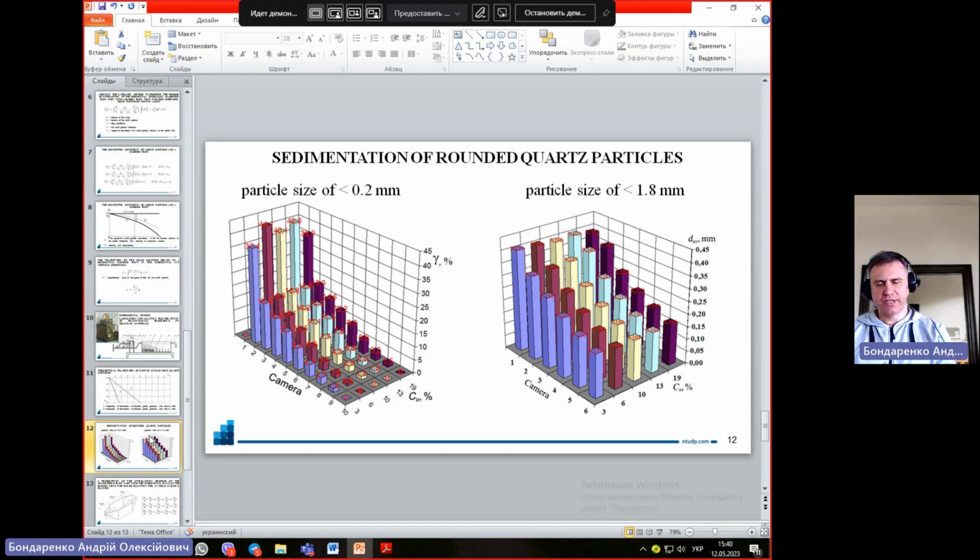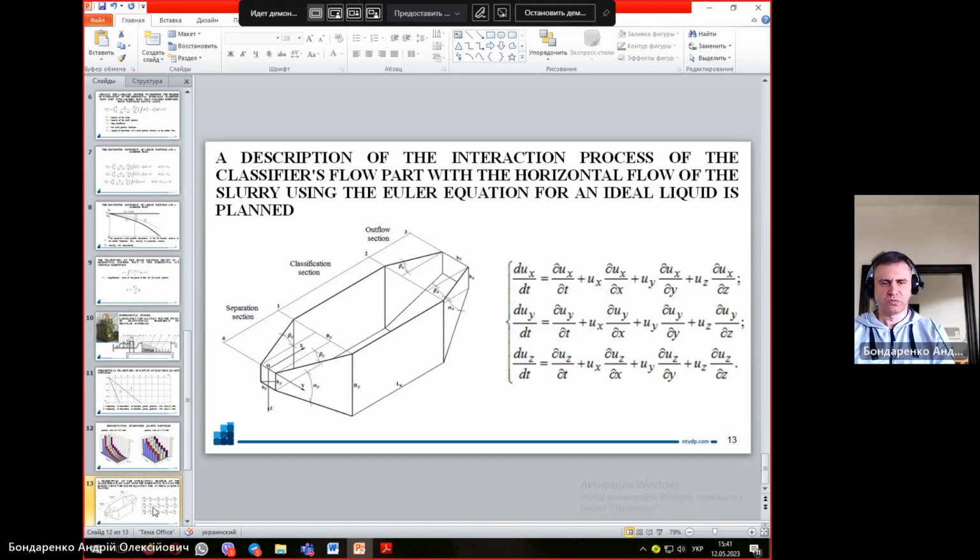The work results indicate the possibility of applying the obtained theoretical dependence in the design of hydraulic classifiers fed by slurry with solid particles of quartz or minerals of close density in the concentration range of from 0 to 20%. The description of the interaction process of the classifier's flow path with the horizontal flow of the slurry using the Euler equation for an ideal liquid is lengthy.